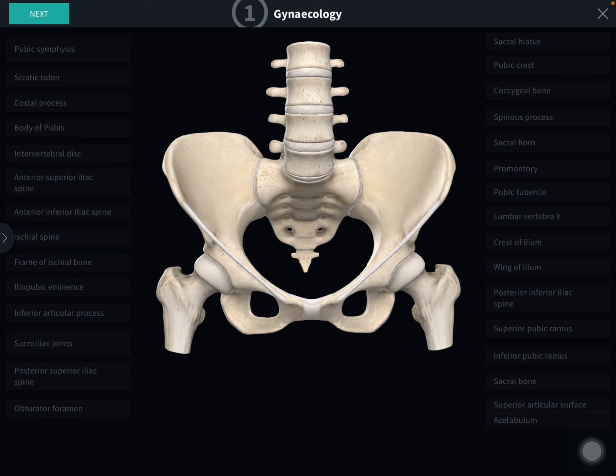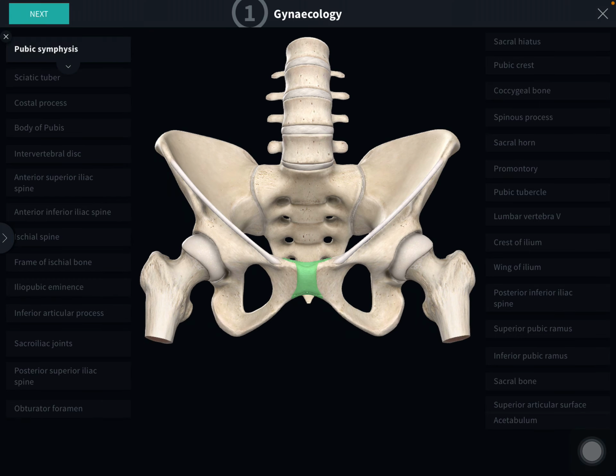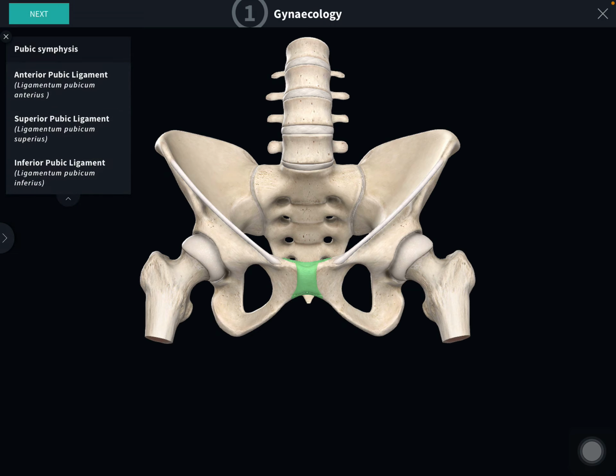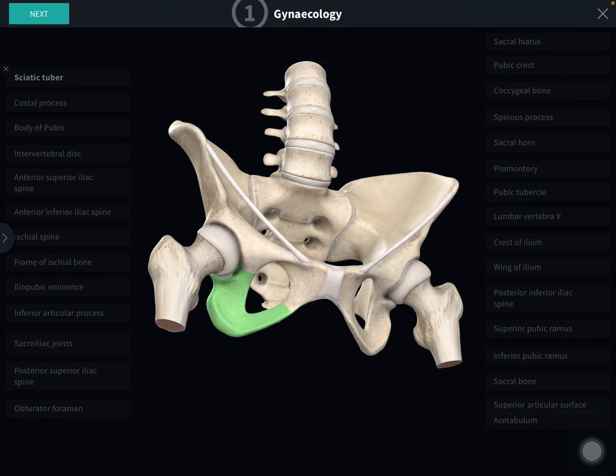So now we will start with the pubic symphysis. This is the pubic symphysis, the articulation between the two pubic bones. That is called pubic symphysis. Sciatic tuber. So that is the labeled part, ischial tuberosity. The details of the sciatic tuber or ischial tuberosity: it gives attachment to the hamstring muscles.